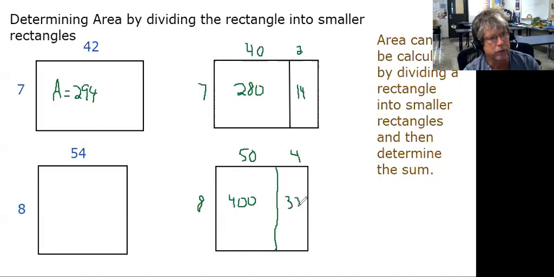And then 400 plus 32 would be your final answer. So the area of this rectangle would be 432. And that's how many squares would be inside the rectangle. It would be 432 squares. So that gives you an idea of how we also could do area by breaking something into smaller rectangles.